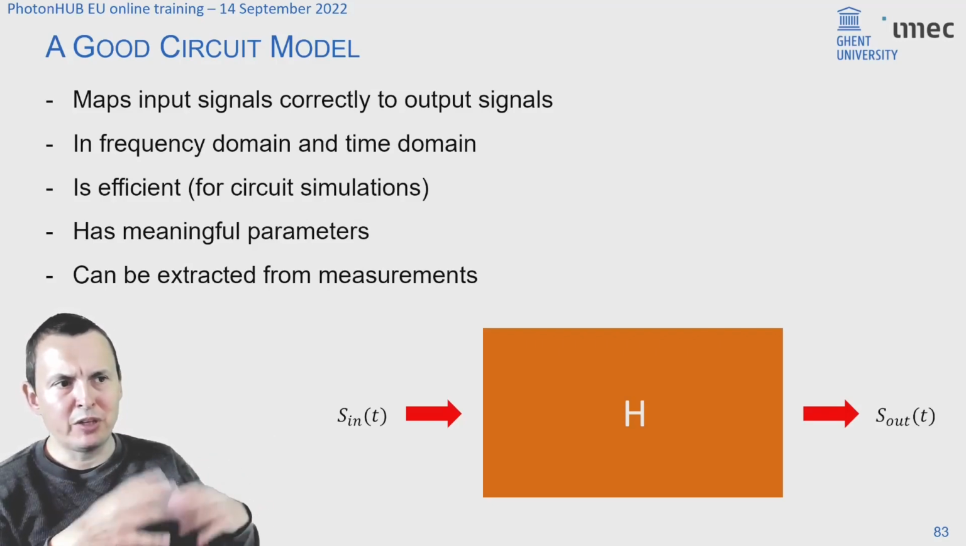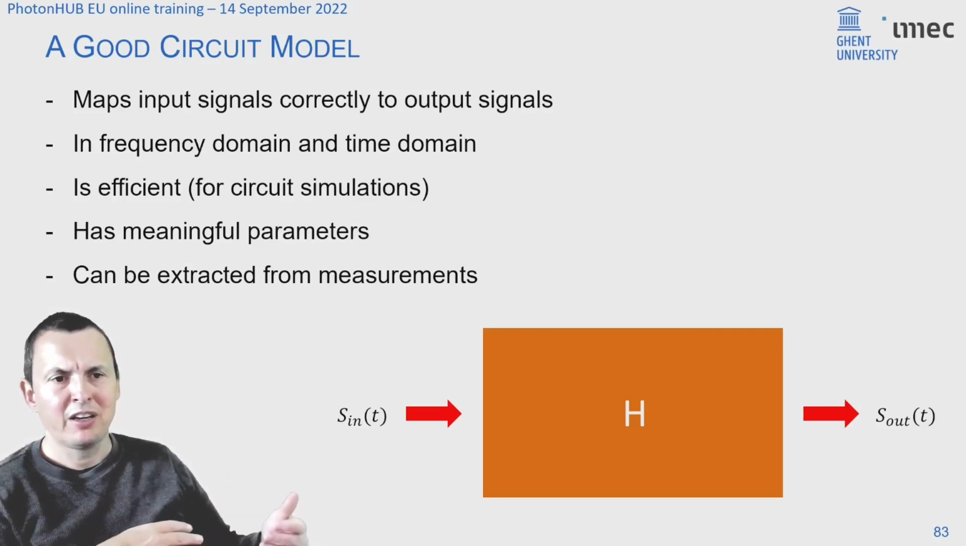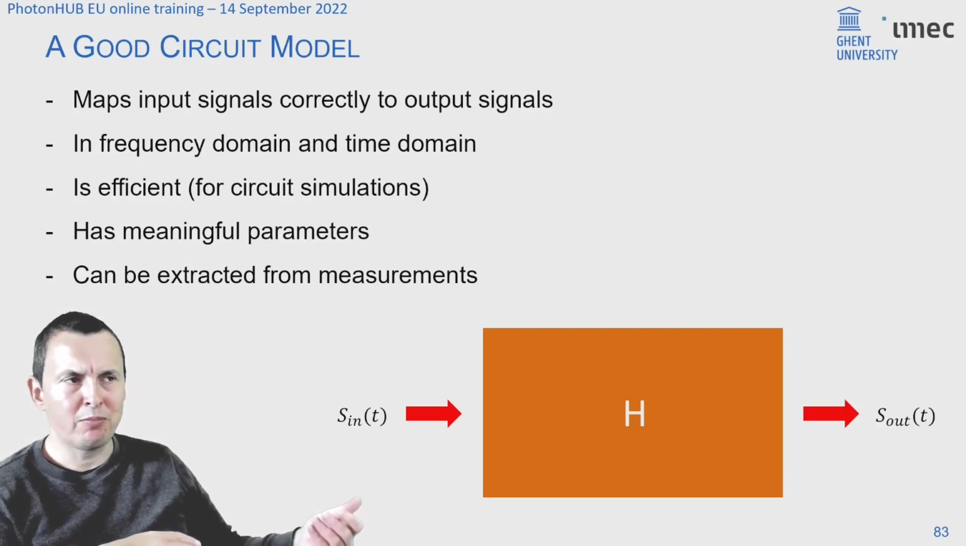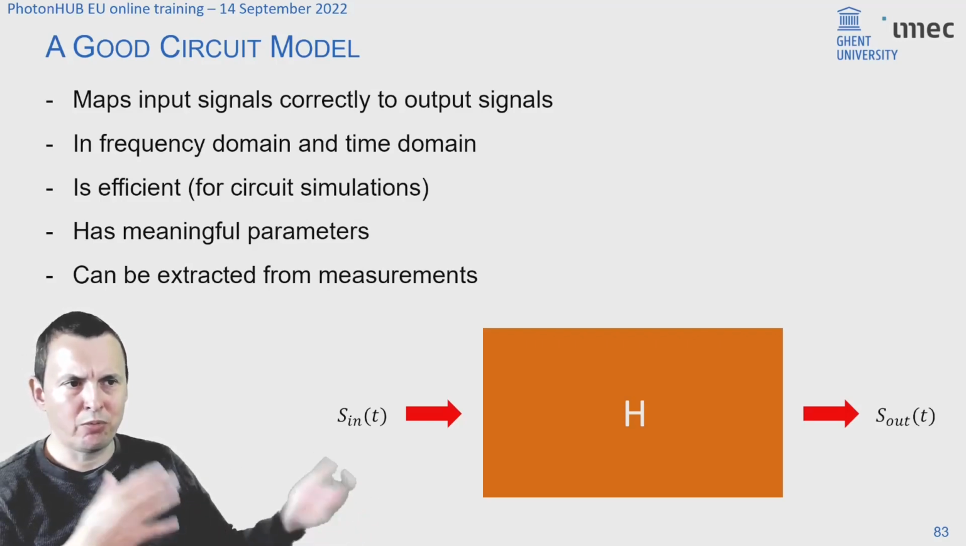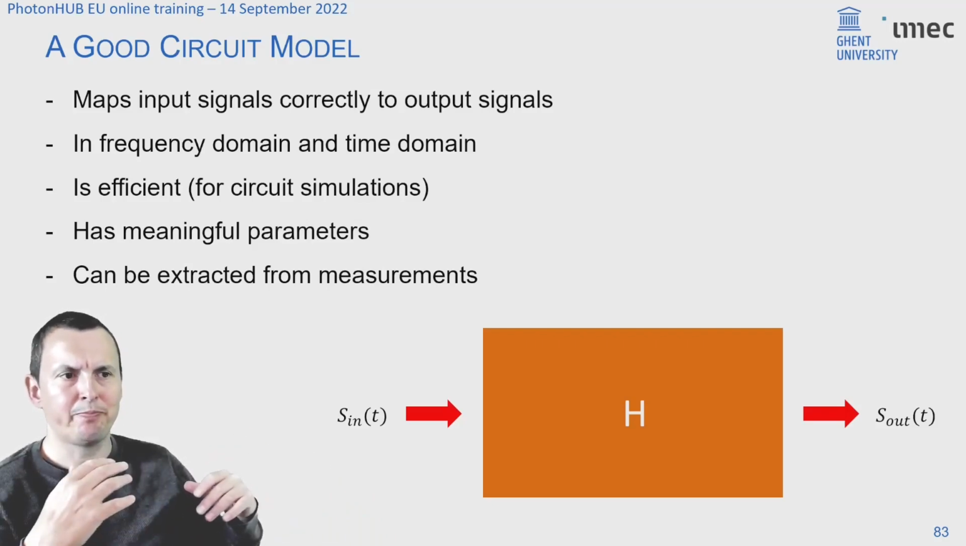Typically also, if you have building blocks that are parametric, your circuit model should also have meaningful parameters. And preferably, after you fabricated it, you should be able to perform a measurement on that block and basically check whether it matches the simulation, and maybe even update the parameters.